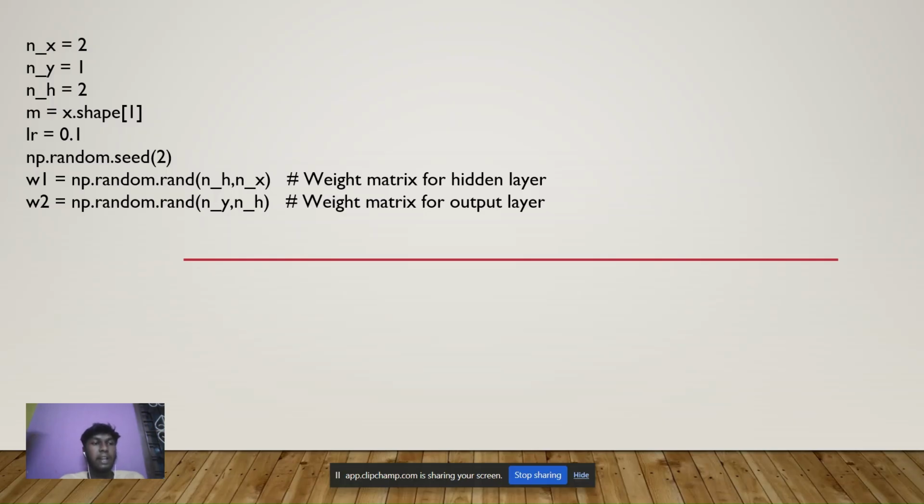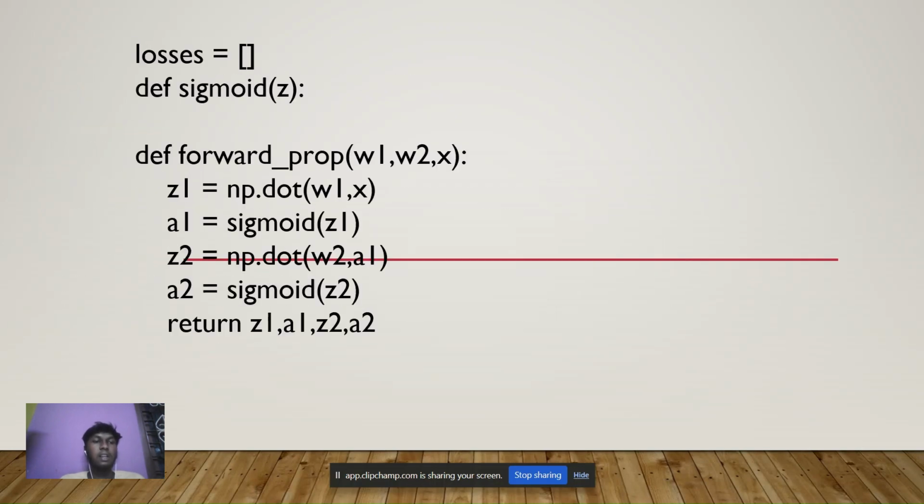And we are going to create a learning rate equal to 0.1, and we set the random seed to 2 for reproducibility, where w1 equals np.random.rand of n_h comma n_x for the weight matrix of the hidden layer and w2 equals np.random.rand of n_y comma n_h for the weight matrix of the output layer. And next we can see losses equal to an empty array.